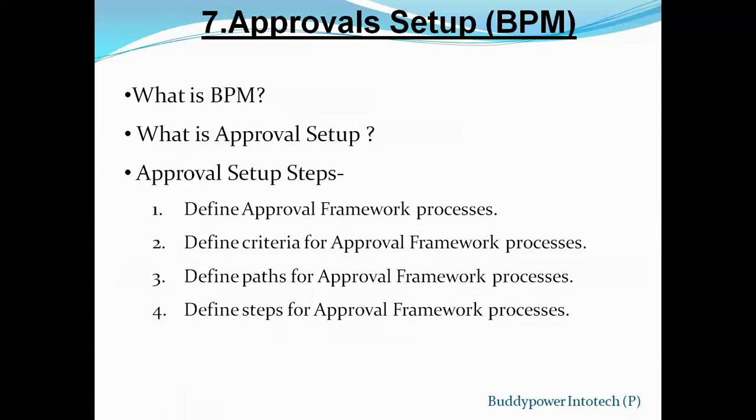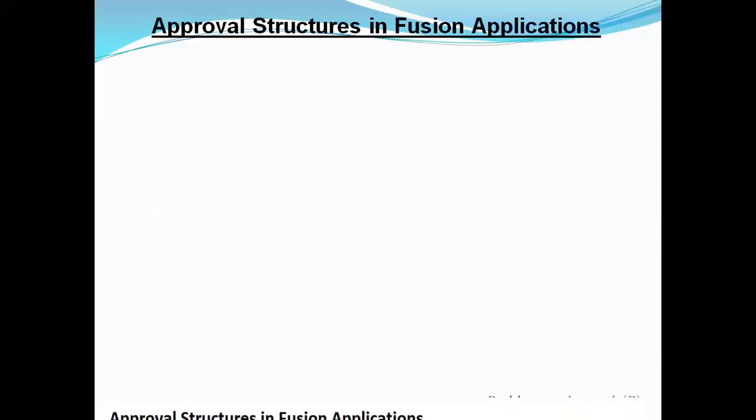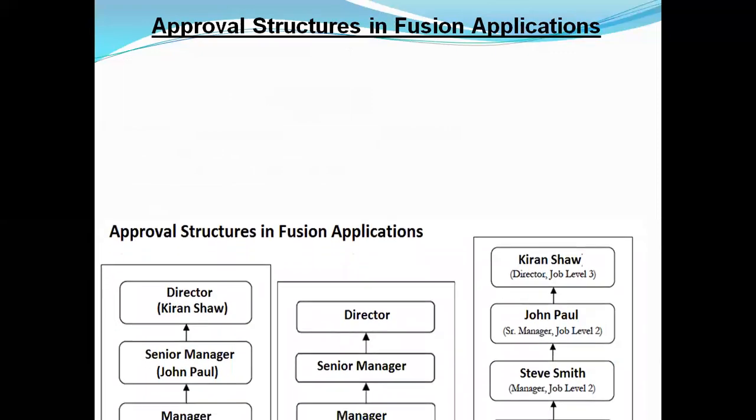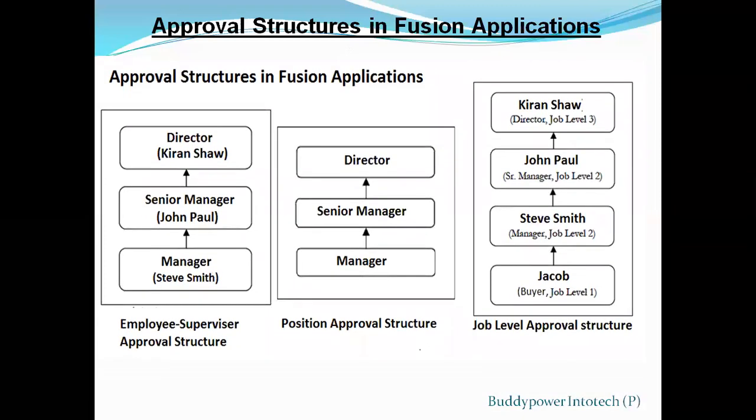So, depending on the positions and so on, now here you can see the structure of how the approval setup is done. These are the different structures. Like see here in the employee supervisor approval structure, there is a director, the senior manager, and the manager. So we define the roles here and we give access and authorization to different roles. Even the position approval structure, this is only for the position, or the employee supervisor approval relationship, or you're only giving a job level approval structure, like a senior manager, the director.